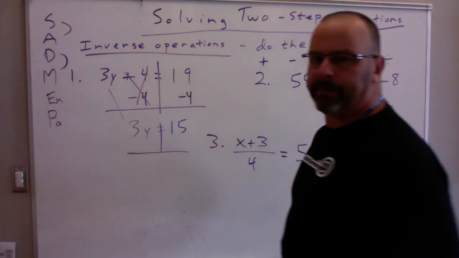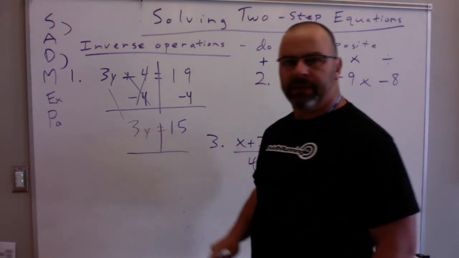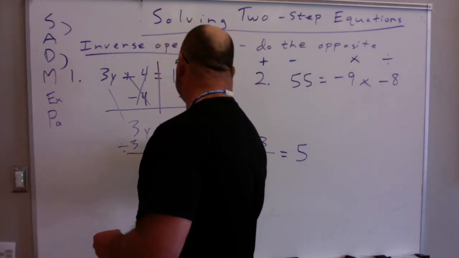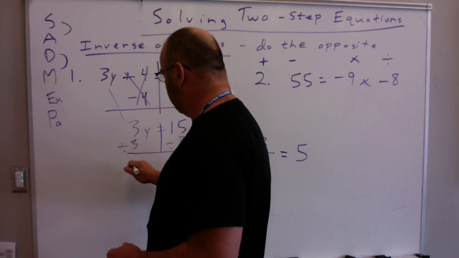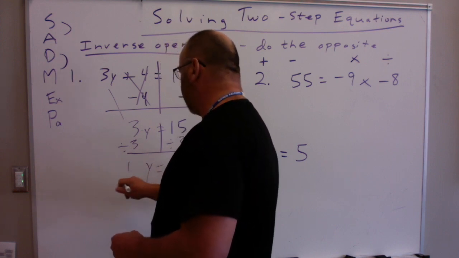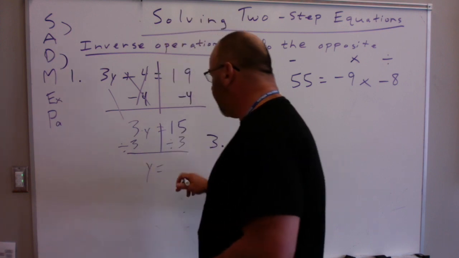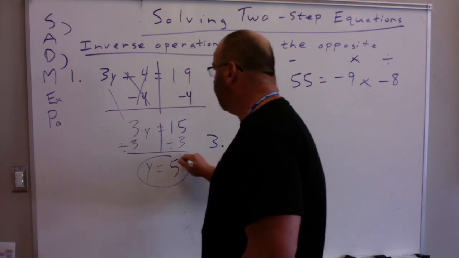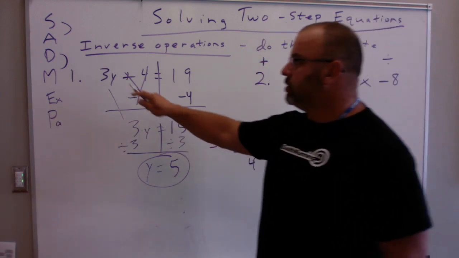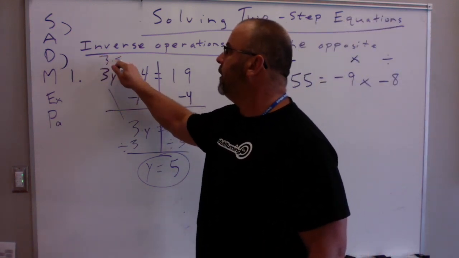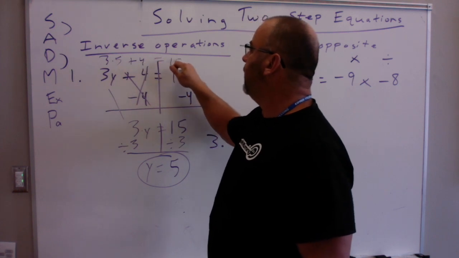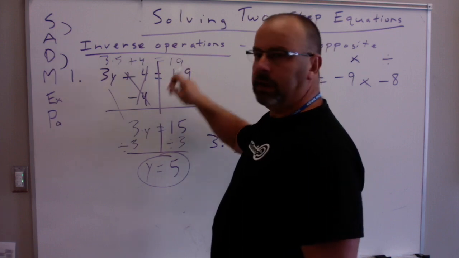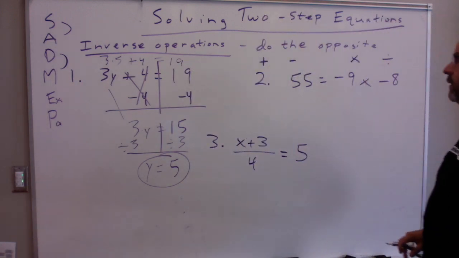Now we're down to a one-stepper. What's the opposite of multiplying by 3? The opposite of multiplying by 3 is to divide by 3. So we're going to divide by 3 on both sides. This is 1, so this is just y. 1 times y is just y, equals 15 divided by 3, which is 5. The answer is 5. So we're just going to do a quick mental check. 3 times 5, okay, plus 4. Does that equal 19? 3 times 5 is 15, plus 4 would equal 19. And that's your answer, 5.